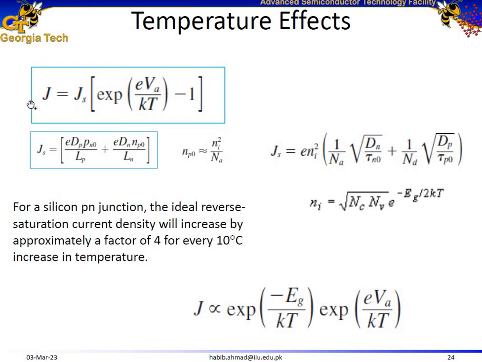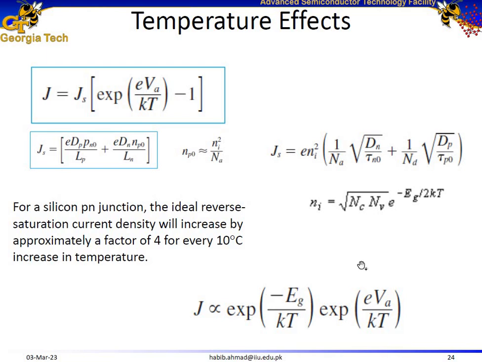So J is a function of temperature and Js is also a function of temperature. So basically you can see there are two factors which are functions of temperature. So if you increase the temperature, the current density for the PN junction diode would also increase. And for a silicon PN junction, the ideal reverse saturation current density would increase by a factor of 4 for every 10 degree rise in temperature.